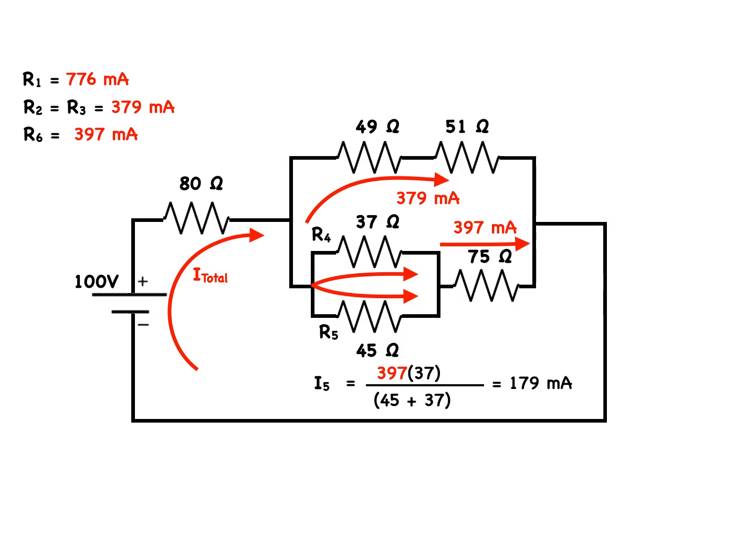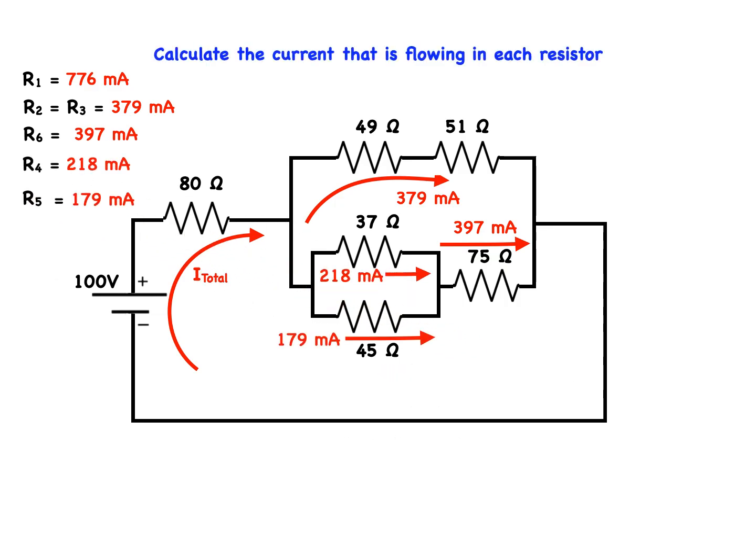179 milliamps. To find the current flowing through the 37 ohm resistor, we could apply the current division again, or simply just subtract 179 milliamps from the total current flowing through the parallel circuit, which is 397 minus 179 equaling 218 milliamps. This provides us with the current through the last two resistors, R4 and R5. And our work is now done.